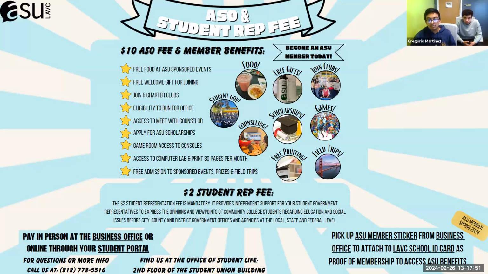You can print 30 pages per month in the computer lab. This is a really good benefit for the $10 ASO fee, because usually if you go to the library or anything like that, they charge you per page. So instead you get 30 pages per month. Yeah, these are really good benefits. You also need to pay a $2 student rep fee. It's mandatory, so just pay it with the $10 ASO fee.